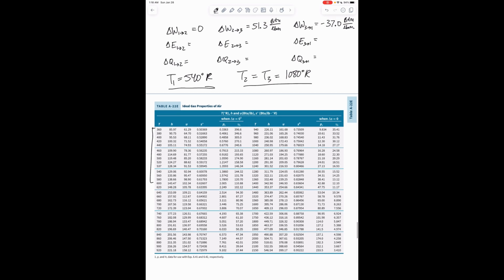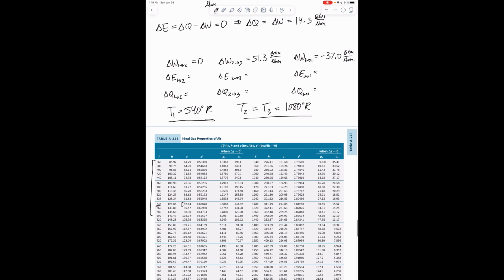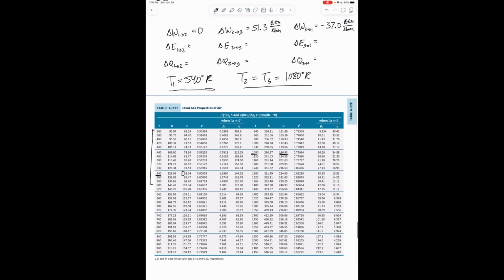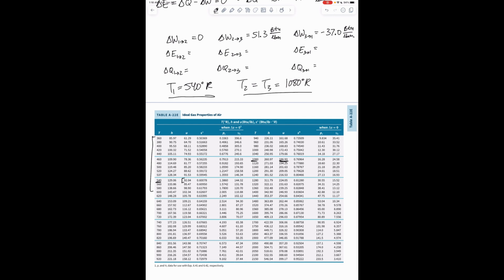So, given T1 is 540, we look on this table, this line, and we find our internal energy, which, for now, we're going to assume that the total change in energy of the system is just internal energy. And we also have another temperature here, 1080. And that is our total energy right there in terms of BTUs per pound mass. So let me just use those values. Let me just do some subtractions and get our change in internal energy.